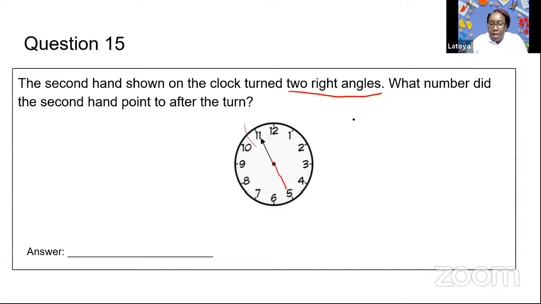So the answer is going to be 5. How do I know that? Well, if I point to 2, it's going to be a quarter turn, which is 1 right angle, 90 degrees. And if I move from 2 to 5, that's another right angle. Look at that, 180 degrees. So what number did the second hand point to after the turn? Yes, you all figured it out. It's going to point to 5.